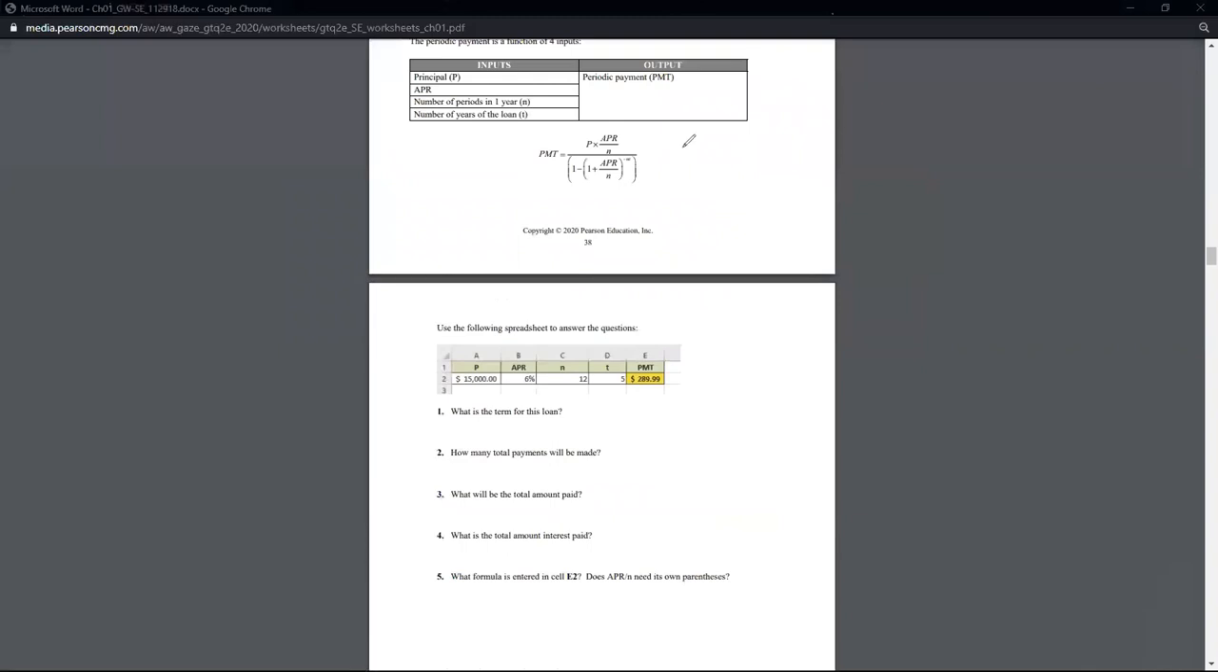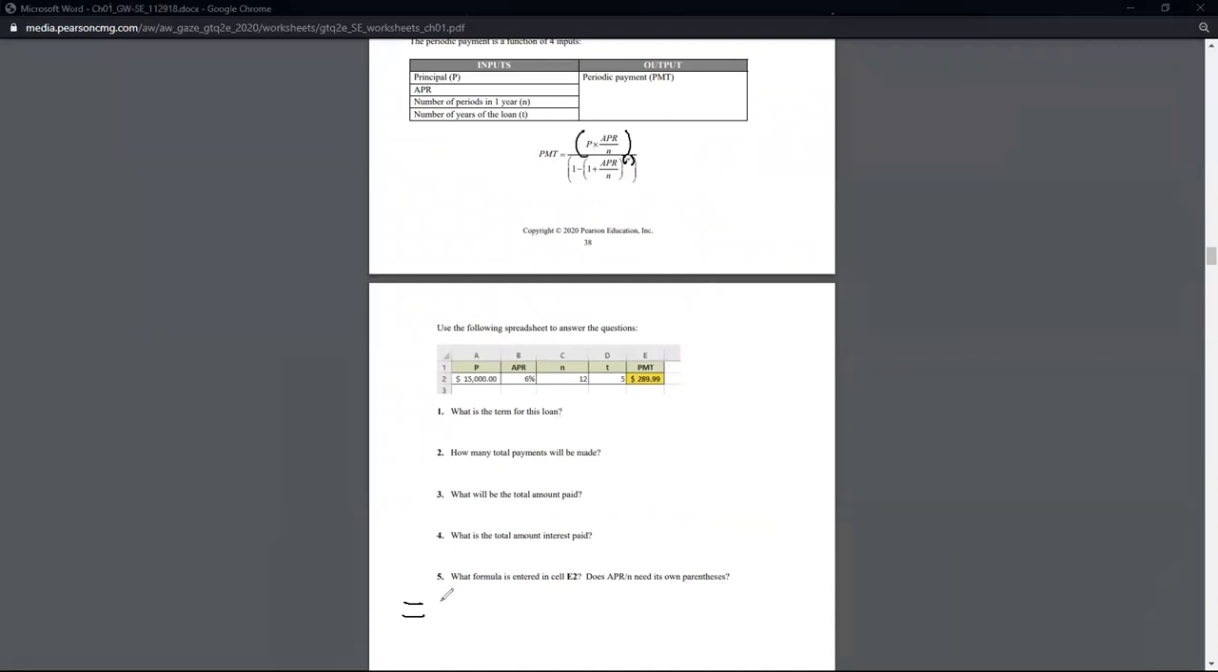This is the answer: equals. So the P times APR over N, you have to put parentheses for that. Then the negative NT, because the exponent's a little more complicated, you'll have to wrap parentheses around that, along with all the other parentheses you see. But that'll be good enough.